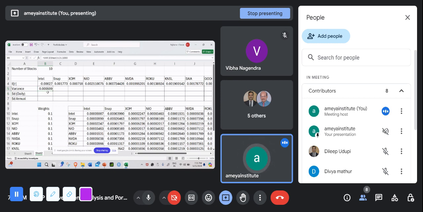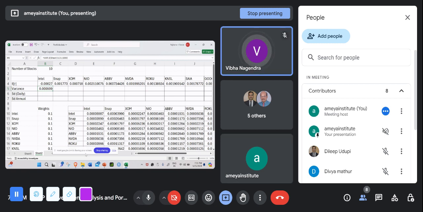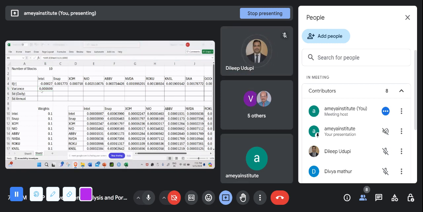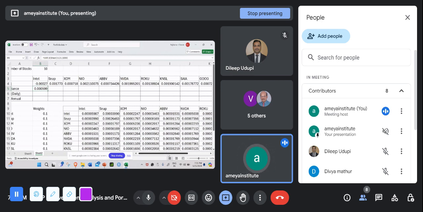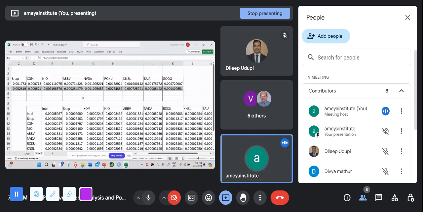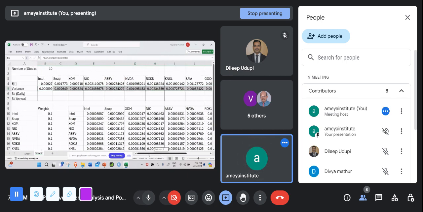Did you get this answer? Yes, sir. Okay, now we want the variance of all the other assets, right? So what we can do here is just drag it to the right side. We'll get the same variance for all the other assets. Got it?